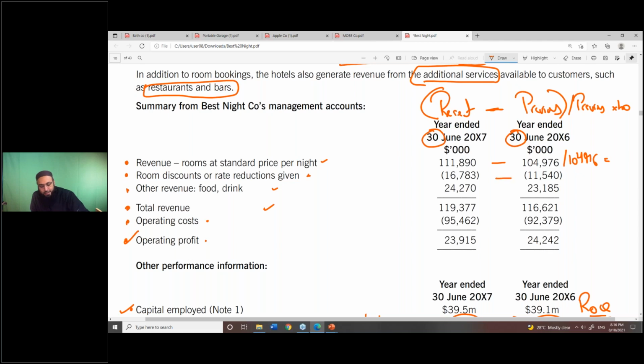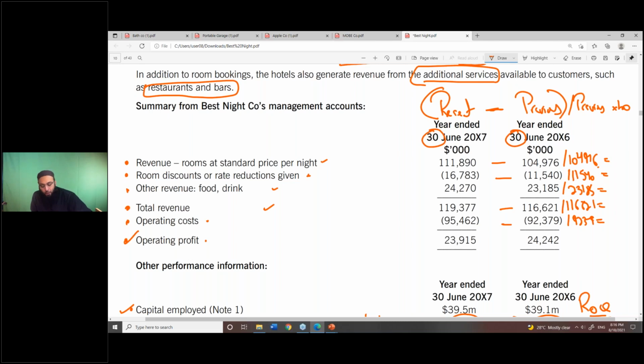Second, this minus this, divided by 11,540 will give you the answer. This minus this, divided by 23,185 will give you the answer. Total revenue, this minus this, divided by 116,621 will give you the answer. Operating cost, this minus this, divided by 92,379, multiplied by 100 will give you the answer. Don't waste your time doing calculations, just understand what I'm doing.